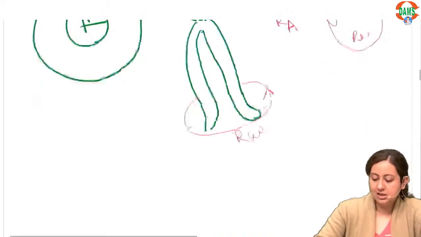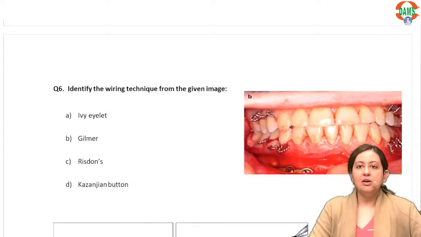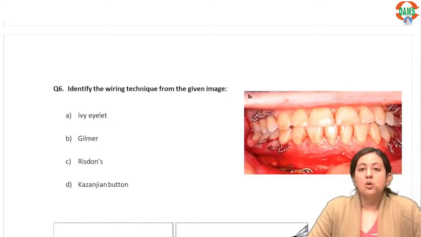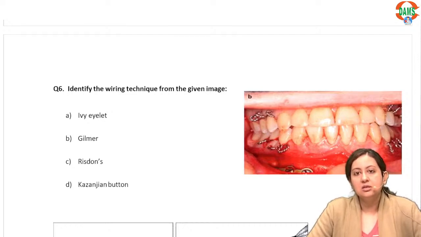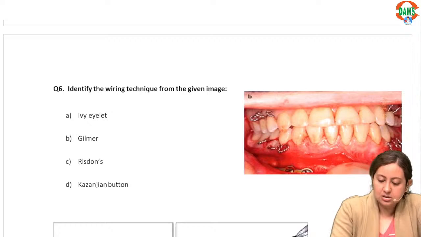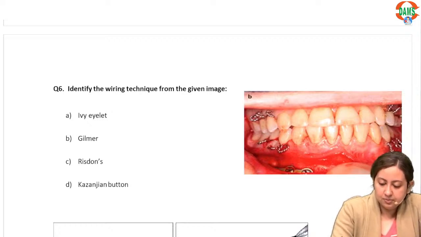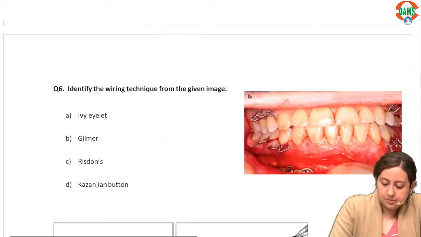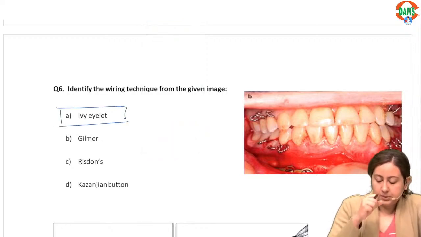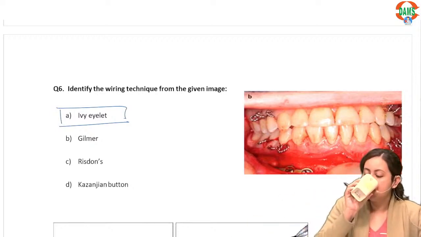Now we move on to our next question. Identify the wiring technique from the given image. So option A is Ivy eyelet, option B is Gilmer, option C is Ridson's, and option D is Kazanjian button. So the correct option here is Ivy eyelet.